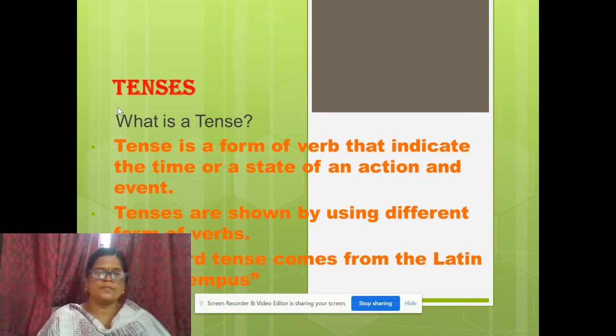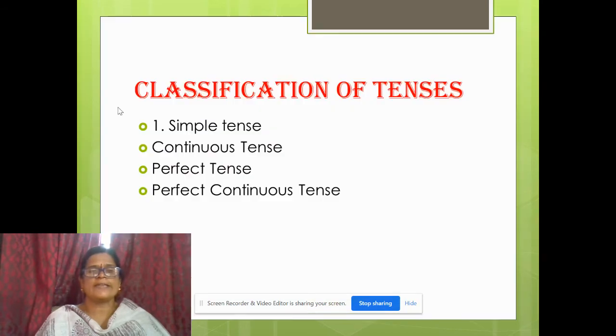So what is the time? The time about the past, present and future by using different forms of verbs. Okay, and this word tense has come from the Latin word called tempus. So this is a very short definition of the tenses, and let us go to the next slide. In this slide, we have the classification of tenses. The first one is simple tense, second one is continuous tense, third one is perfect tense, fourth one is perfect continuous tense. Okay, so today I'm going to handle only simple present tense.